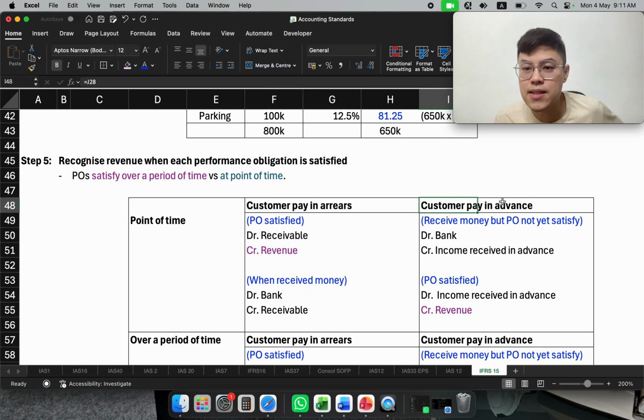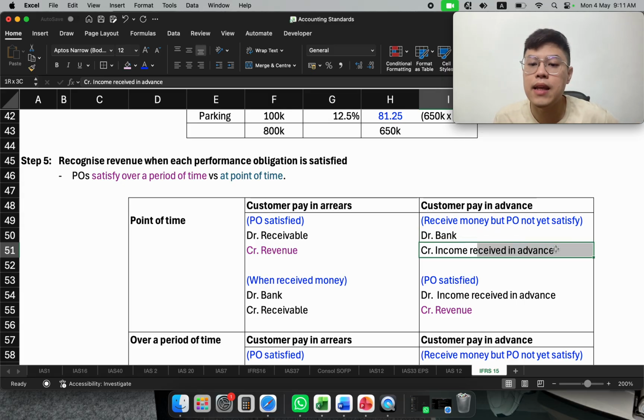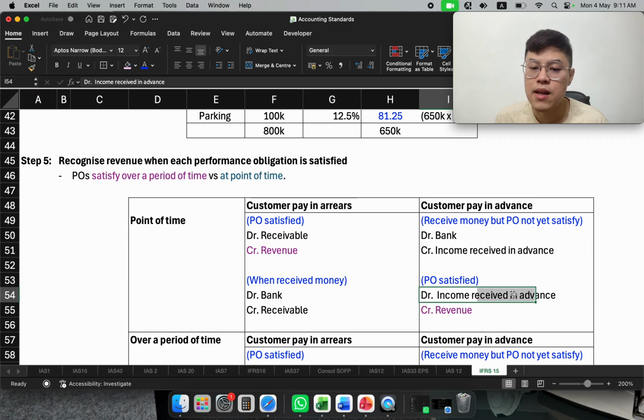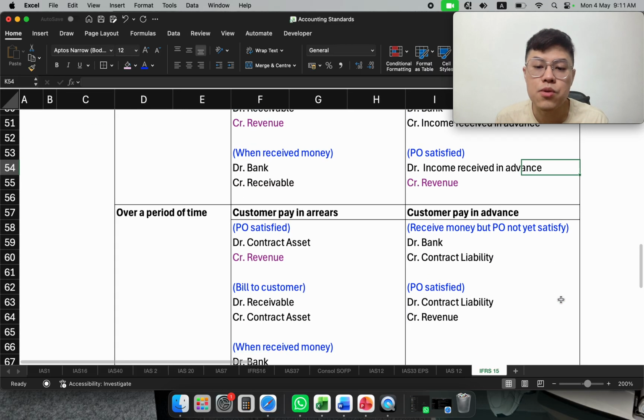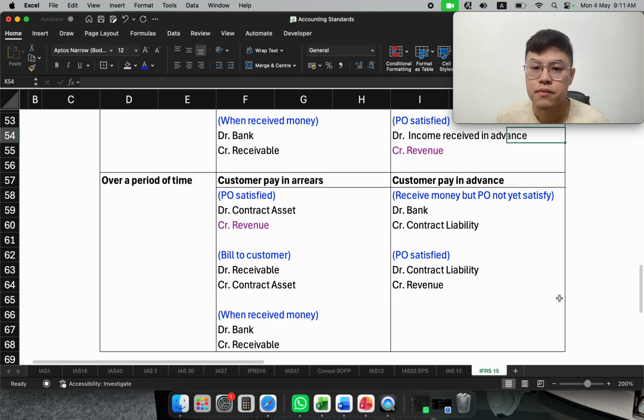Likewise, for advance, we receive the money first, but the PO is not yet satisfied. So we will debit bank, but credit income received in advance, or we call it deferred revenue. Then only when the PO is satisfied, we debit the liability, the deferred revenue or income received in advance, and we credit the revenue. So this is the normal point in time situation. But when it comes to over a period of time, that will be a little bit complicated.